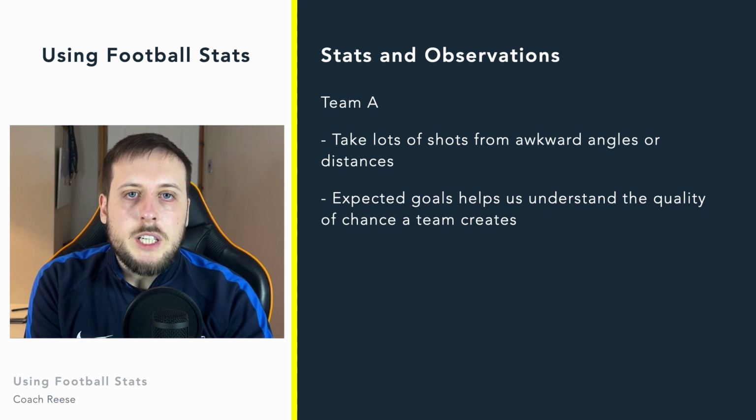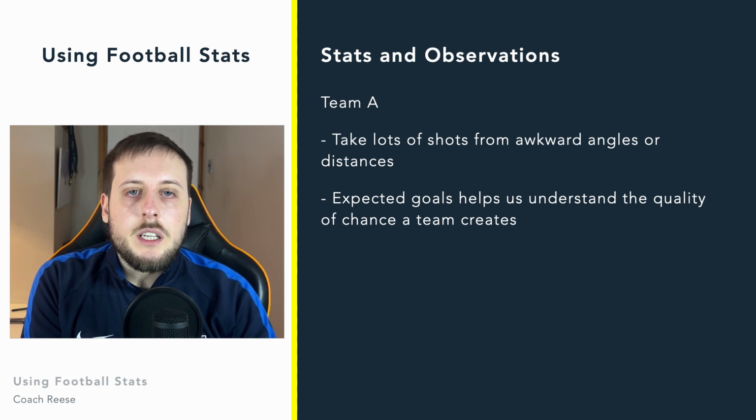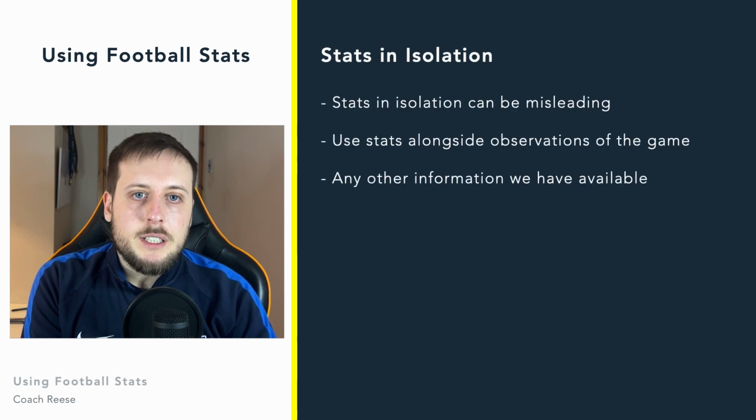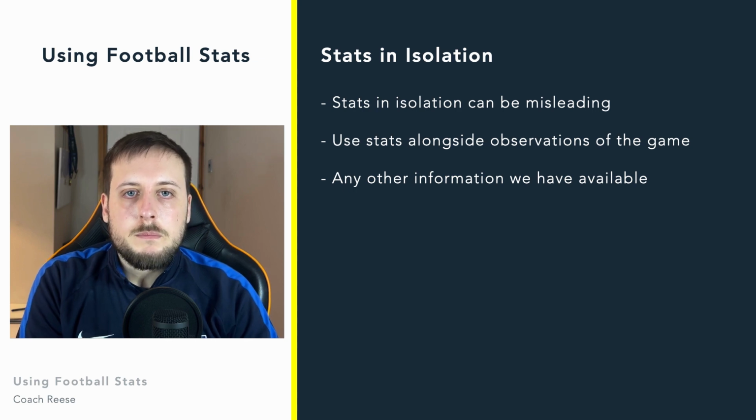So we've made our observation during the game and we've backed it up with data and with the stat. So now we have both pieces of information. And by making the observation and using the stats and the data to support our observation, it can give us the full picture. Because stats in isolation can be very misleading. We need to make sure that when we're using stats, we're using them alongside our observations of the game and potentially any more information that we may have available.